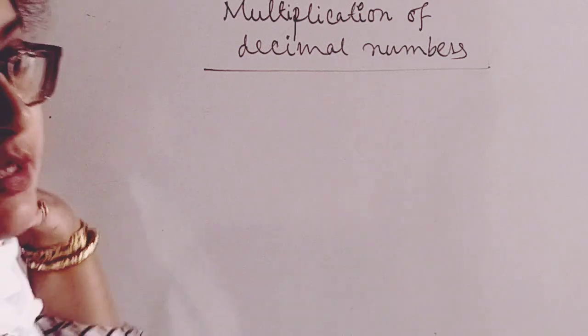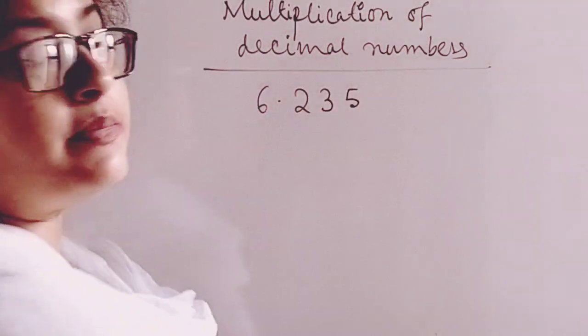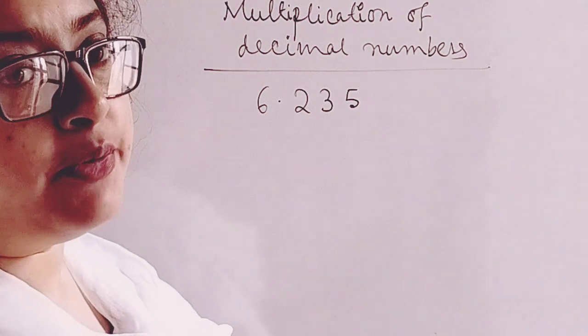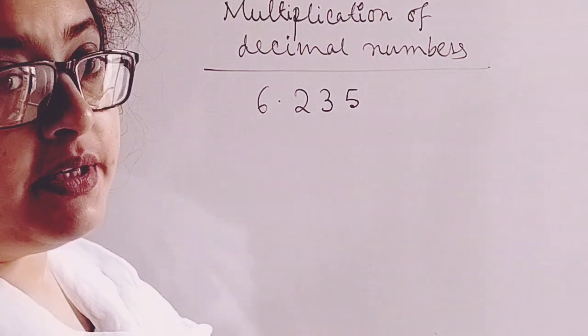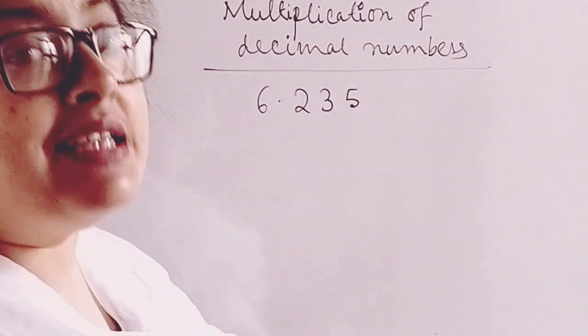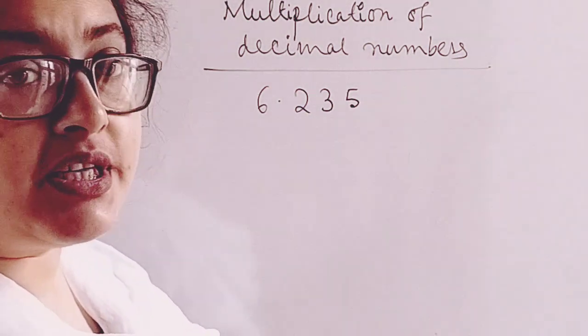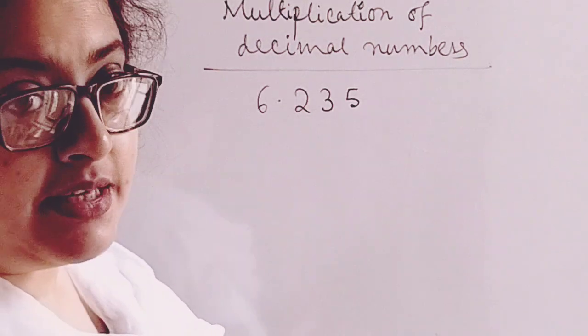So our topic of discussion today is multiplication of decimal numbers. Suppose I am considering a decimal number 6.235. Now this decimal number can be multiplied with some integer or with another decimal fraction. What will happen if it is multiplied with an integer which has only 1 and 0, that is, in the form of 10 or 100 or 1000 or 10,000 and so on? What will be the result? Let's find out.